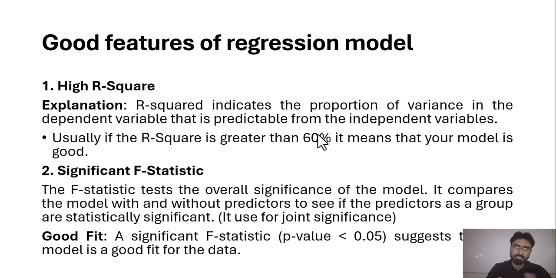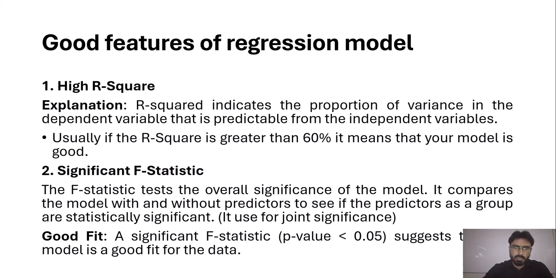So R square values lie between 0 and 1. If it is close to 1, it means that your model is 100% fitted, or 100% explaining your dependent variable. If it is close to 0, then it means that your independent variables are not explaining your dependent variable. So normally we say that if your R square value is 0.6 or 0.7, it means that the dependent variable is explained 60 or 70% by your independent variables. So we can say that our model is good.